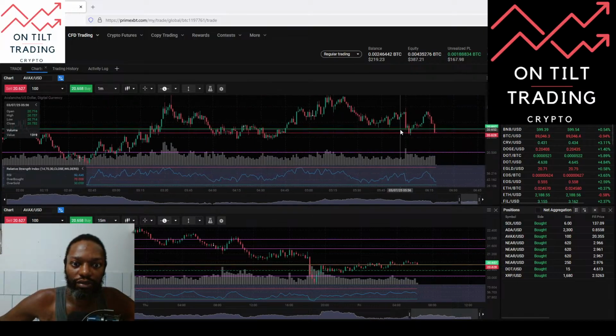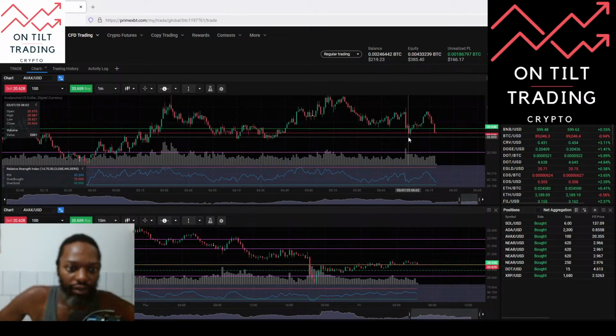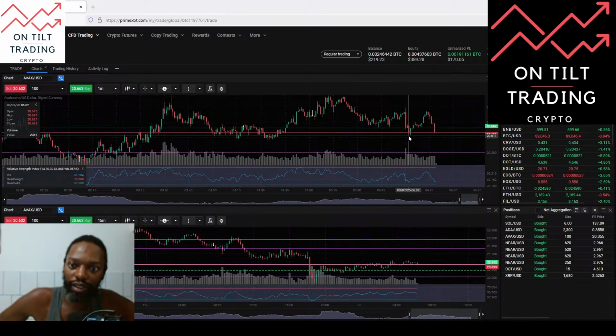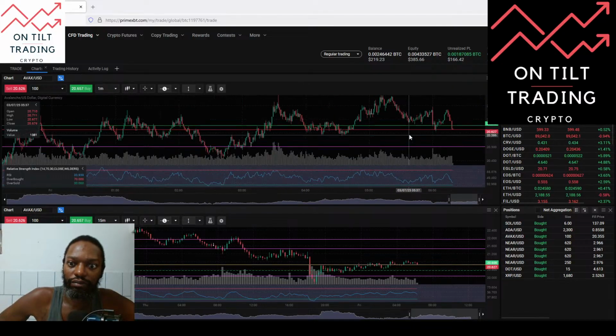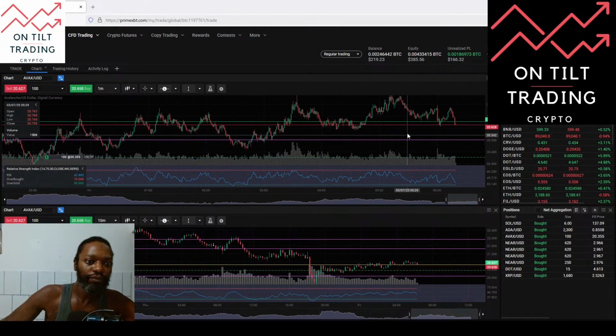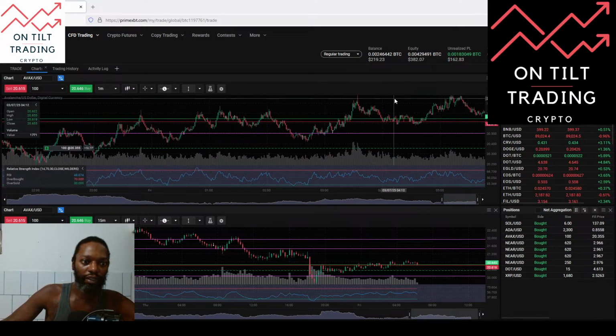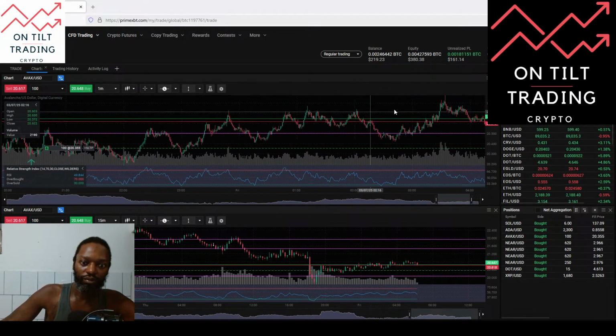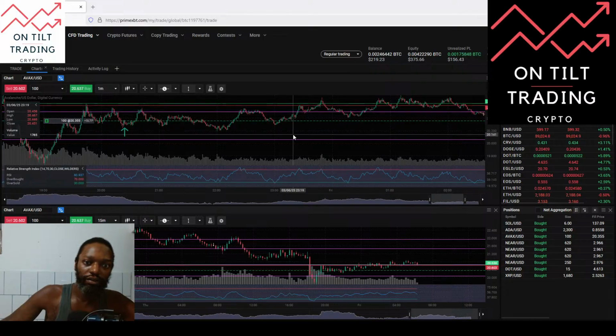Okay, Avalanche is setting up for a buy right now. RSI, average volume right now, selling off into a buying condition. We got to go back a ways.